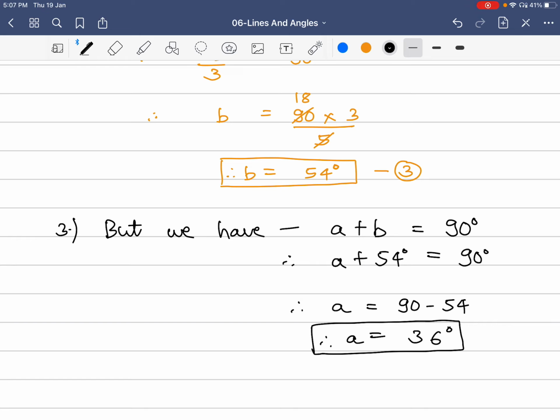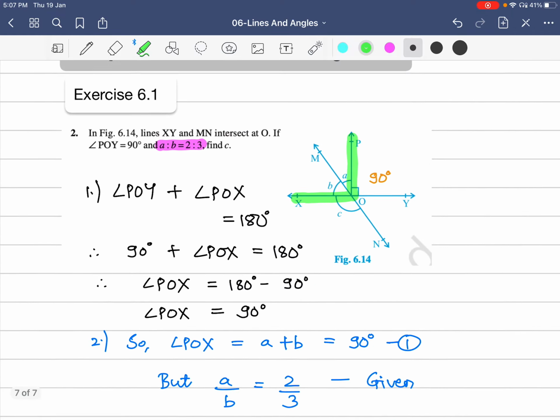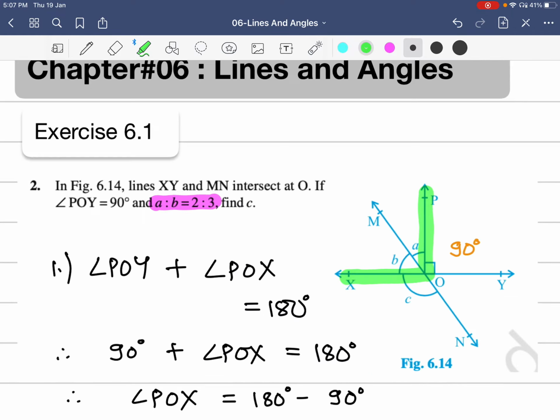Very important. Let's use a highlighter to highlight this information that we have got. The value of A and the value of B, 36 and 54. Now let's go back to our original question. What was the ask in the original question? The ask is to find the value of C. So we have to find this value of C. Now how do we find it?